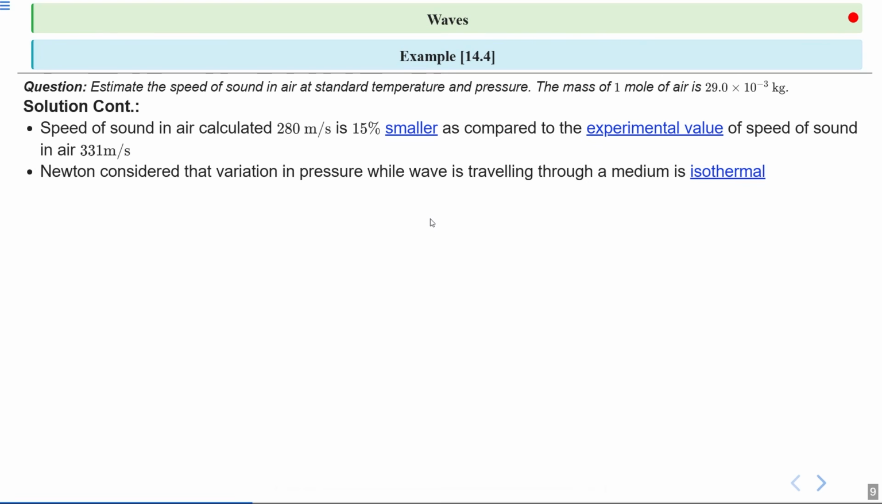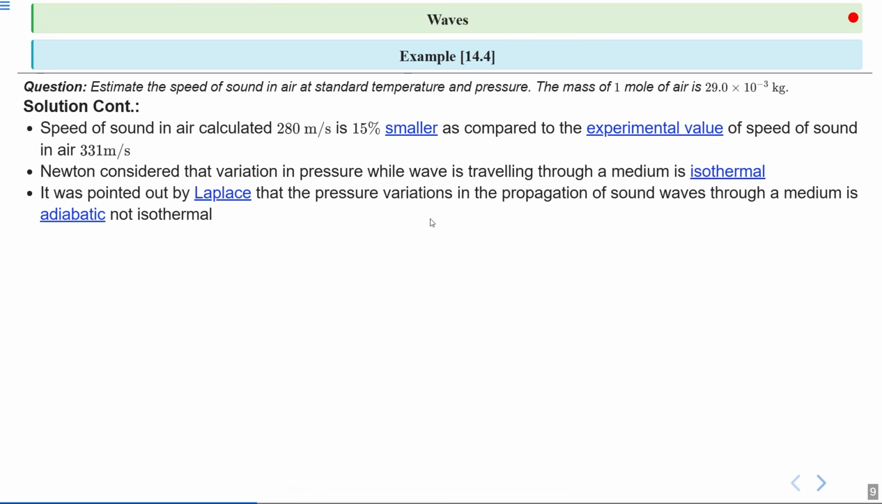So Newton originally assumed that as sound waves travel through air, the changes in pressure happen isothermally, meaning the temperature stays constant during compression and rarefaction. This is a key assumption in his model, but as we will see, it does not fully match what happens in reality.